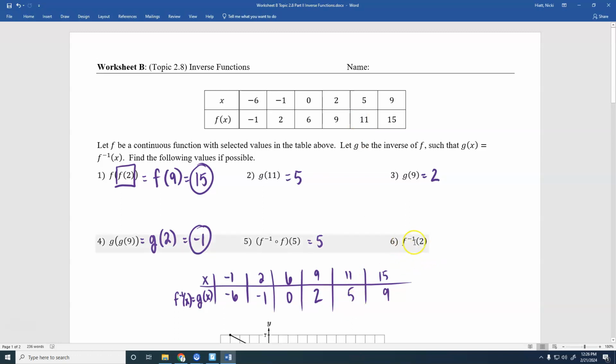And then they use the f inverse notation here, but remember that's the same as g of x. Benjamin, what will we get for that? F inverse of 2. -1. Very good. All right, now let's go down to this next part.